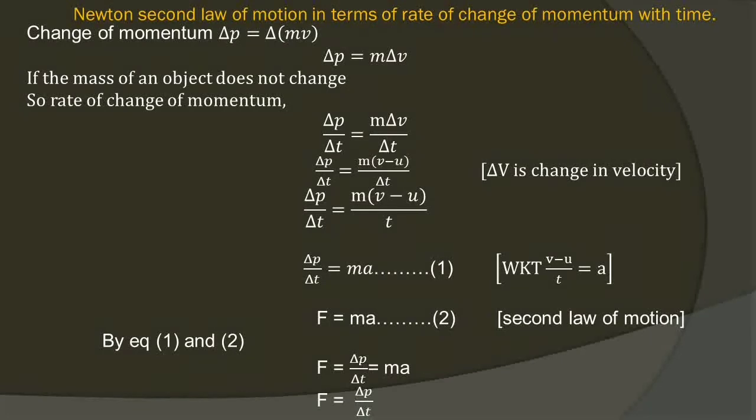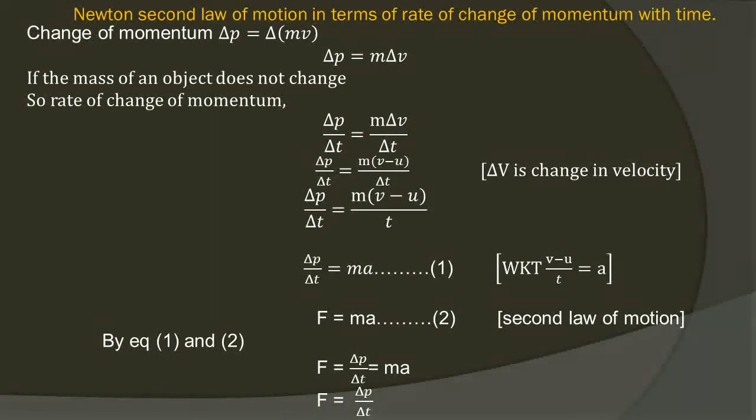Now we have seen that Newton's second law of motion is F is equal to m into a. This will be the second equation. So by equations 1 and 2 we can write F is equal to del p upon del t is equal to m into a. These three will be equal. Clear? So from here, in terms of rate of change of momentum with time, we can write force is equal to change in momentum upon change in time interval.